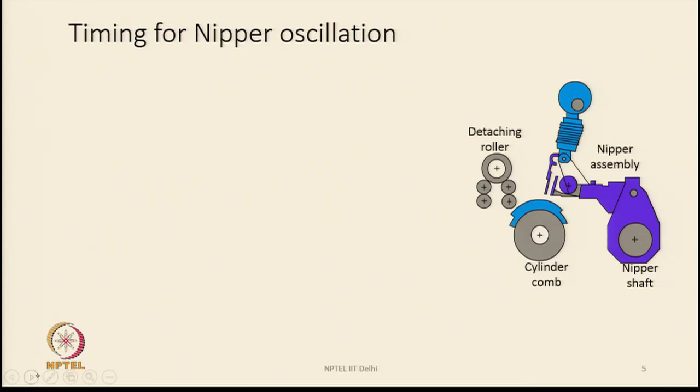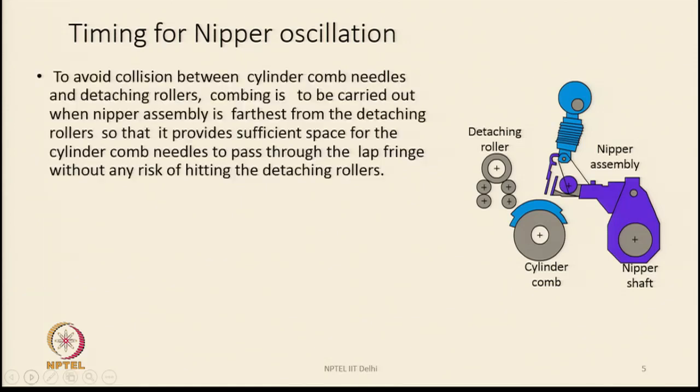The first operation that we are going to discuss is timing of nipper oscillations. Now, you must be remembering that the nipper assembly is made to oscillate backward and forward continuously. So, to avoid collision between the cylinder comb needles and the detaching rollers, combing is to be carried out when the nipper assembly is farthest from the detaching rollers, so that it provides sufficient space for the cylinder comb needles to pass through the lap fringe without any risk of hitting the detaching rollers.